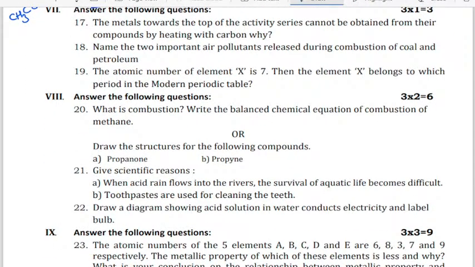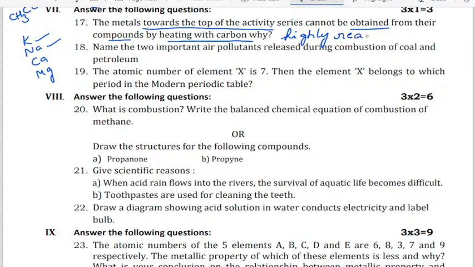The metals towards the top of the activity series cannot be obtained from their compounds by heating with carbon. For example, potassium, sodium, calcium, and magnesium are the metals found at the top of the reactivity series. They cannot be obtained from their compounds by heating with carbon. Why? Because these elements are highly reactive.